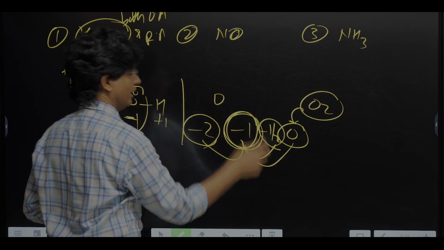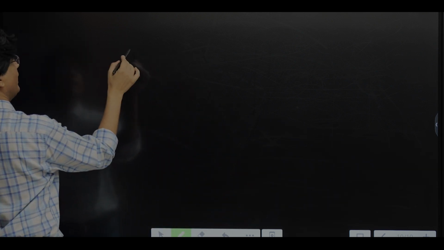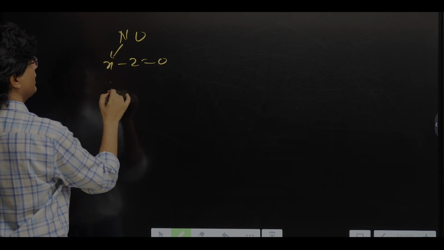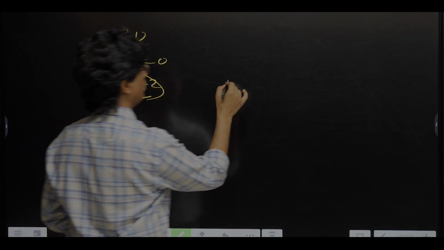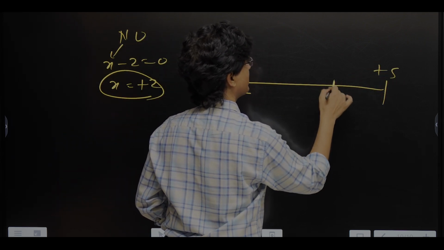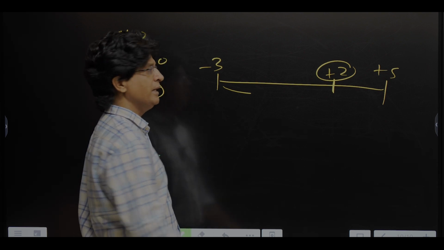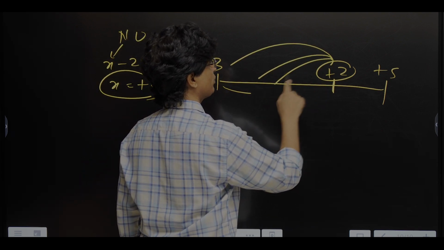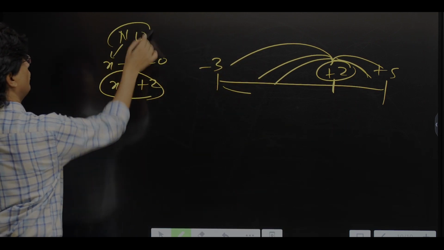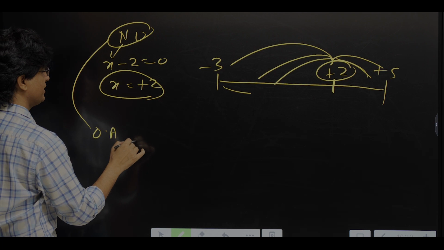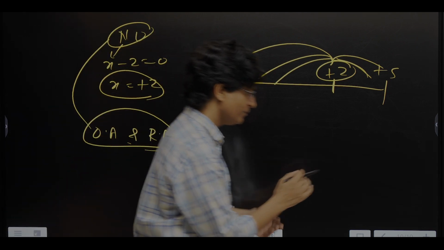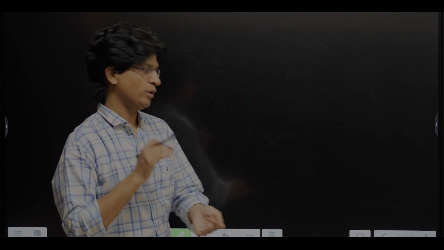Now come to NO. NO will contain X minus 2 equal to 0, X equal to plus 2, and plus 2 is the intermediate state between minus 3 and plus 5. So it can go to minus 3, minus 2, minus 1 and plus 5, plus 3, plus 4 also. So it will be acting as an oxidizing agent as well as a reducing agent. I hope that is clear to all of you. So let's do some more practice of questions.